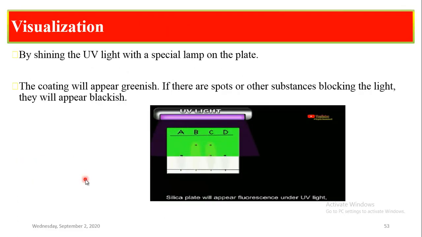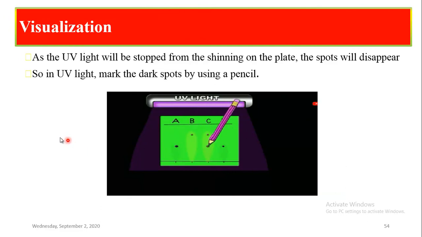First, the UV lamp: we shine UV light from a special lamp on the plate. Here we have a TLC plate, and when we shine the UV lamp, you see different spots appear which otherwise do not appear. So it shows where the sample has separated. After the UV light is stopped, the spots disappear.